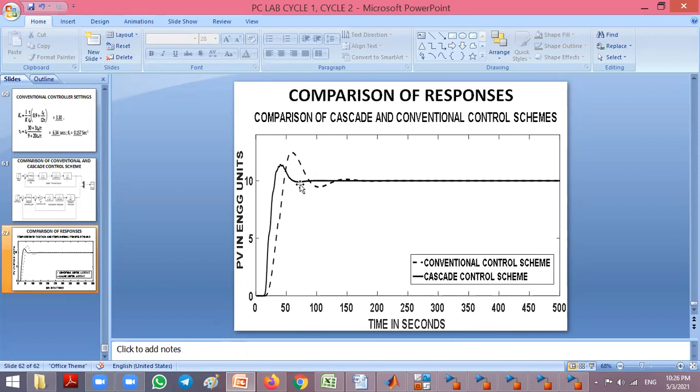You can see the solid line settles earlier, with minimum overshoot, and almost no undershoot, just a little bit of undershoot. So this cascade control scheme proves that it is more efficient than the conventional control scheme, and it makes the process settle earlier. With this, your experiment is getting completed.